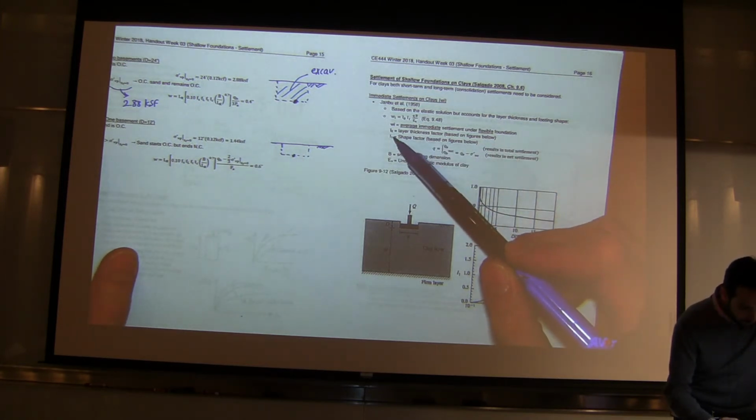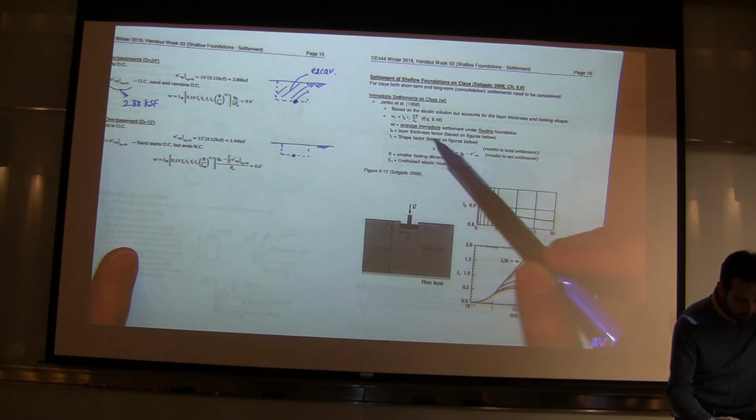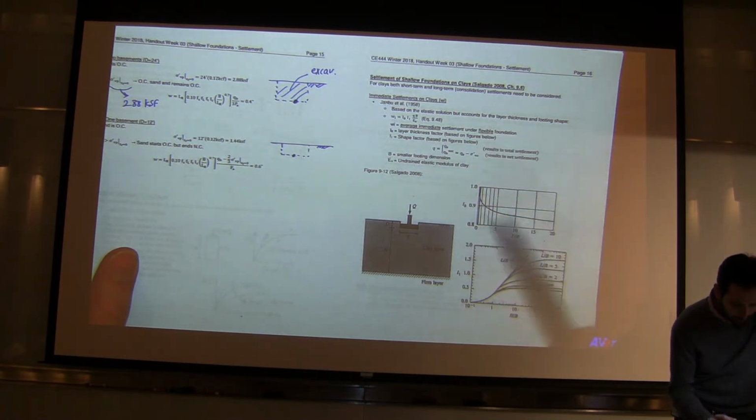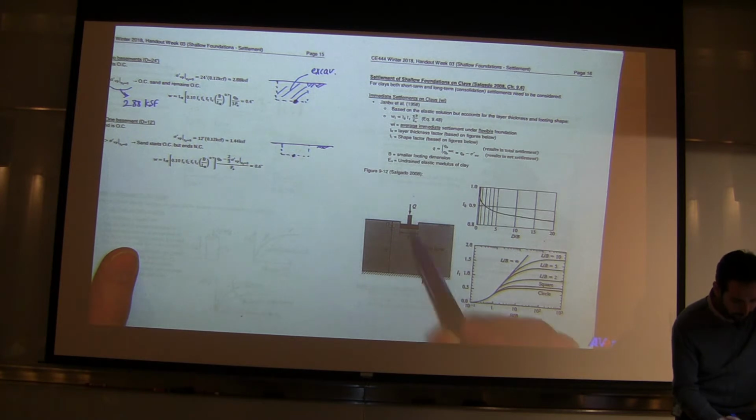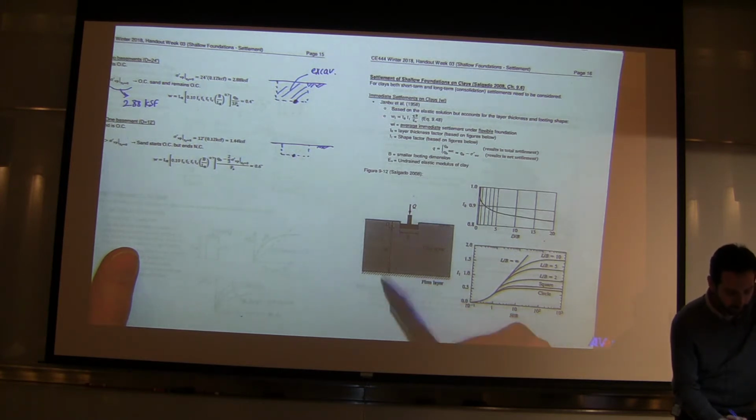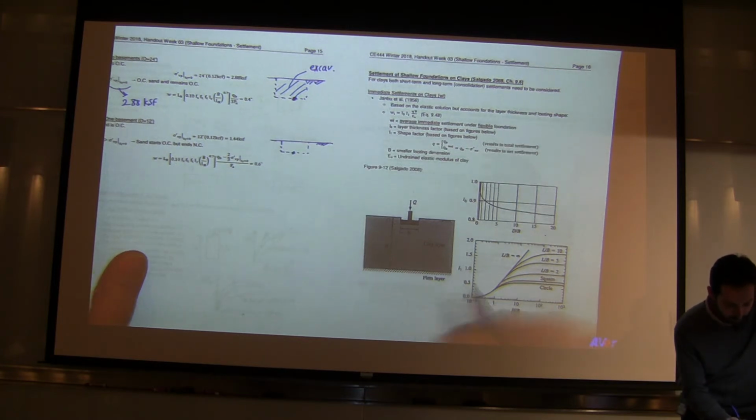I_0 is the layer thickness factor based on the figure below. So if you look at this figure, that's the Q. B is the width of the foundation, D is the embedment, H is the depth to the firm layer, or again, I'm just going to call it bedrock.